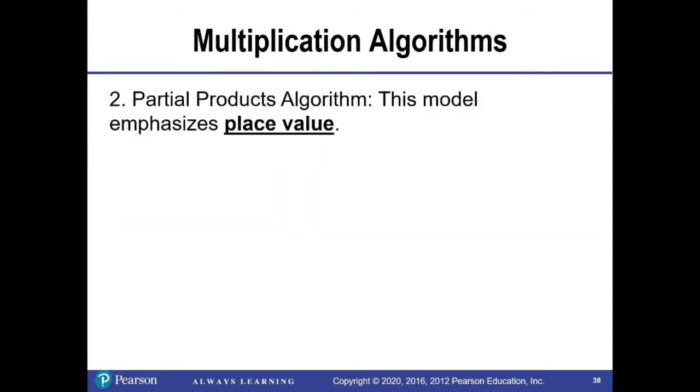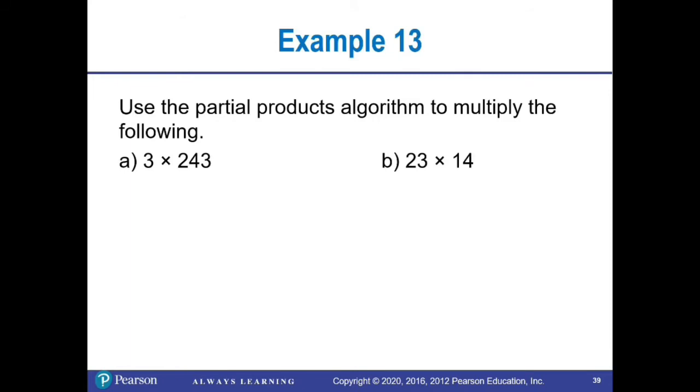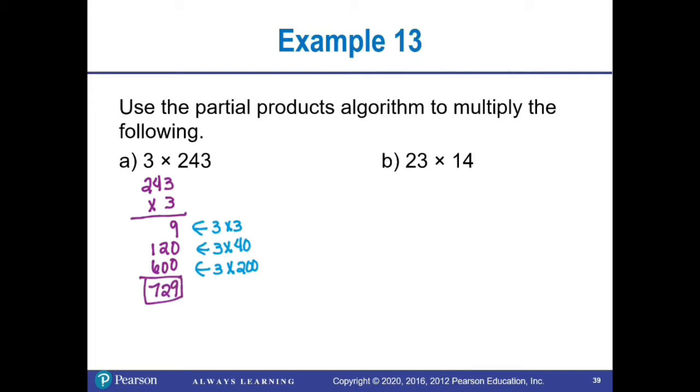Our next algorithm is the partial products algorithm. This model emphasizes our place value. For our first example, we have 3 times 243. So I start with the ones place. 3 times 3 is 9. The 4 represents 40. So I have 3 times 40, which is 120. Then I move to the hundreds place. The 2 represents 2 hundreds. So 3 times 200 is 600. Then add, and we get 729.